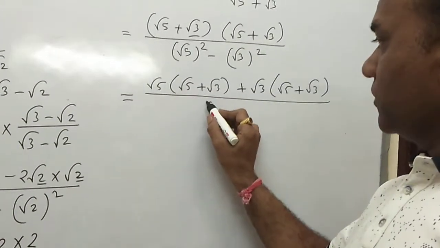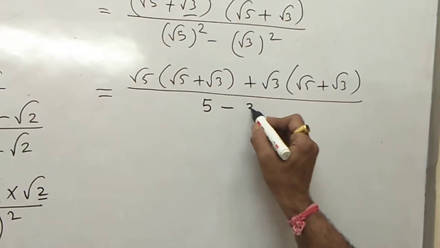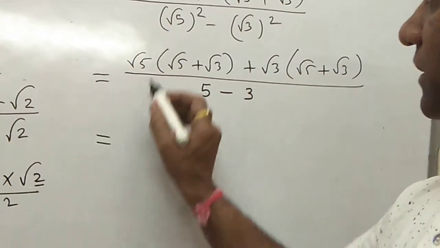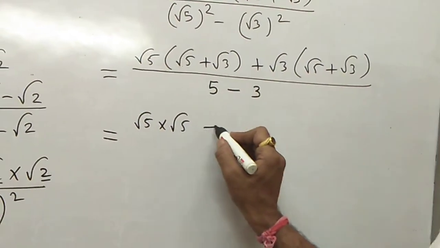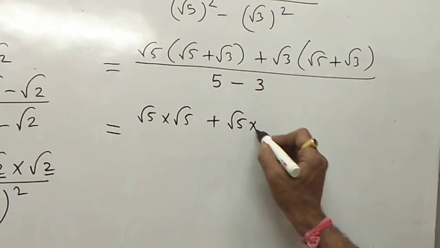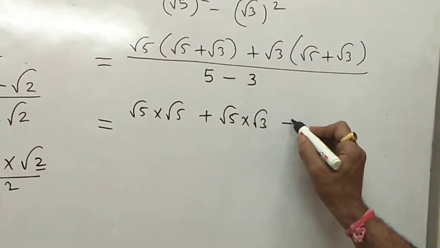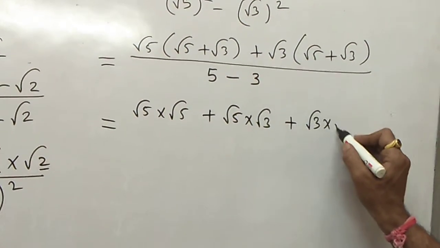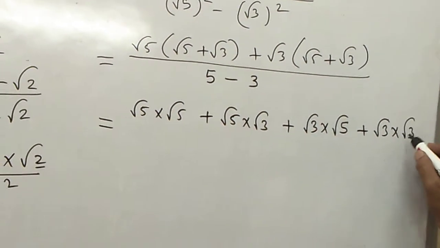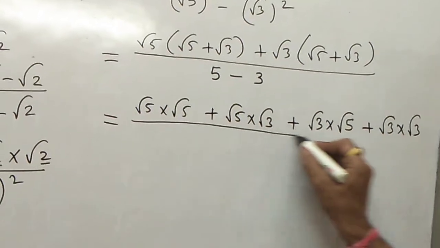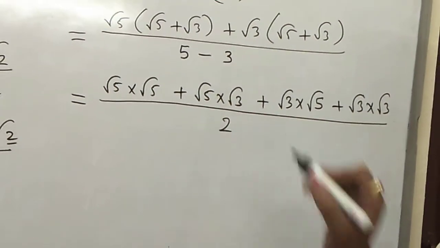So here we have root 5 square is 5 and root 3 square is 3, and then root 5 into root 5, plus sign, here root 5 into root 3. Similarly root 3 into root 5 and then root 3 into root 3. Okay, and then your denominator is 2.